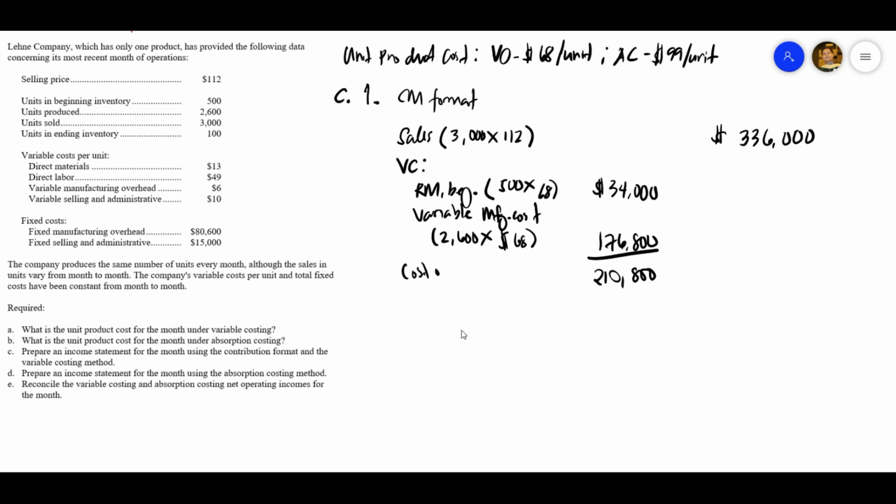This is what we call your cost of goods available for sale. Okay, and now we deduct our raw material ending. How do we get your raw material ending? In here we have units in ending inventory of 100, and we multiply it by our unit product cost of $68. That will give us a value of 6,800.